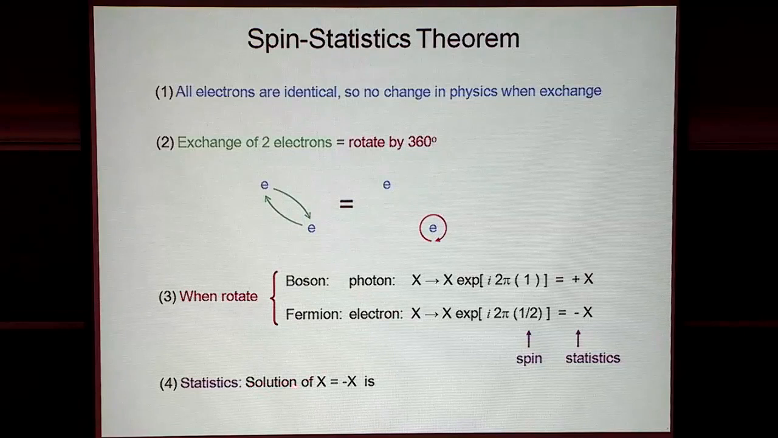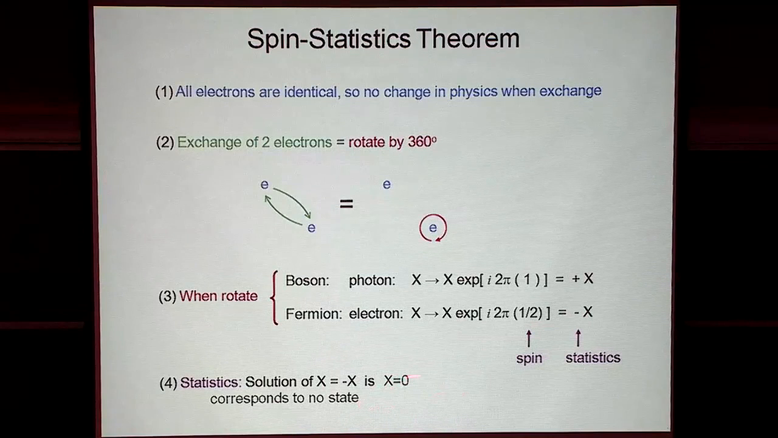Well, what's the solution? This is a little homework problem. Okay, what is it? Zero, yes. Zero means the amplitude of this state is zero. The probability is amplitude squared, probability zero. You can't have that state. Okay? So that shows that with this weird spin statistics here, you can't put two electrons in the same state.